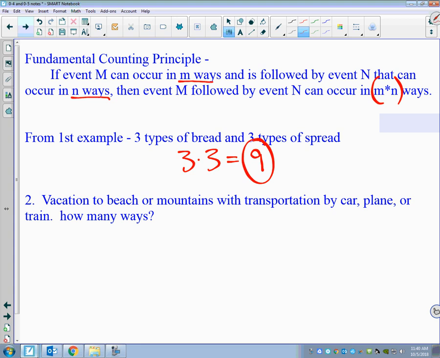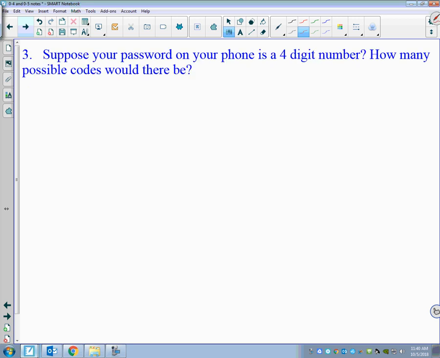So it says, if you're going on vacation to the beach or the mountains, that's 2 ways. With transportation by car, plane, or train, that's 3 transportation. So how many ways can you go on vacation? That would be 6 total ways, okay? But it doesn't always work that easy that you can just multiply right away.